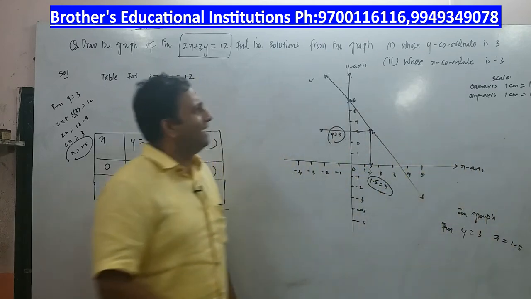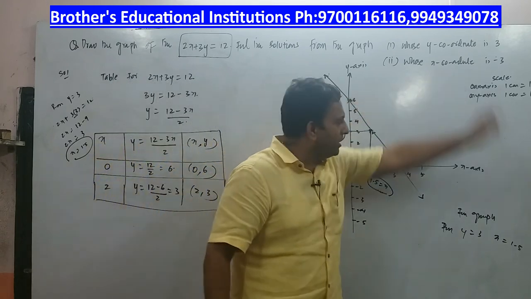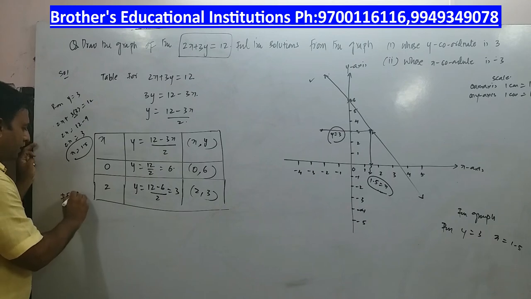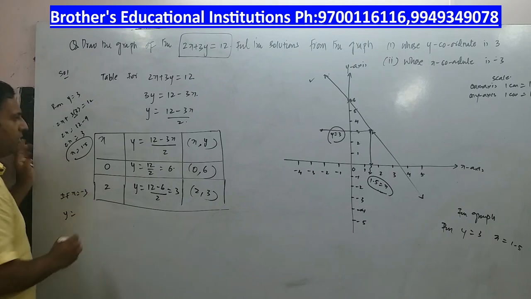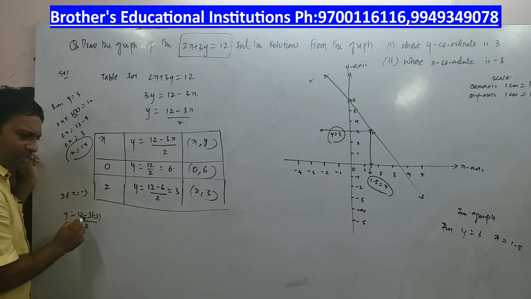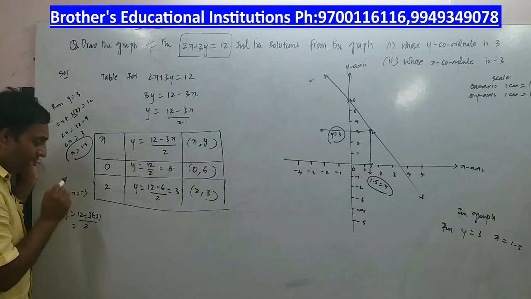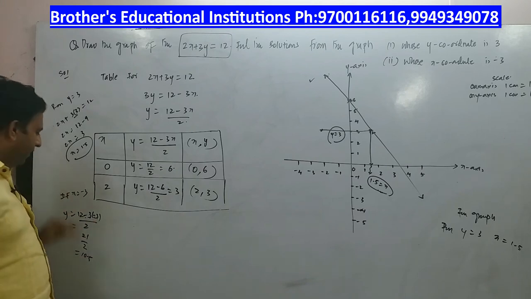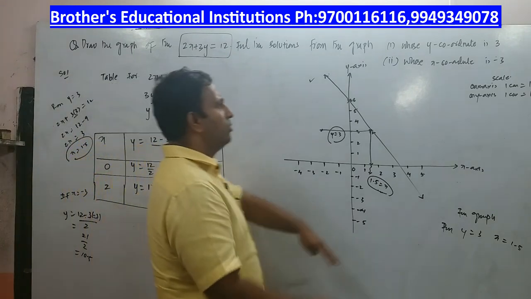Let us see the next numerical. When x coordinate is minus 3, in the rough work, see, if x is equal to minus 3, what is y value? If x is equal to minus 3, you put here 12 minus 3 into minus 3 by 2. What is minus minus plus? 3 3s are 9. 9 plus 12 is 21 by 2. And what is 21 by 2? 10.5. Now let us see how do you find that using graph.